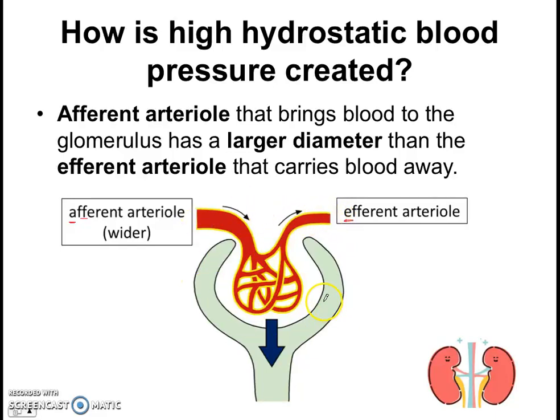Interestingly, if you look at this diagram, what do you observe? You'll see a difference in the diameter of the arterioles. Now, the afferent arteriole that brings blood to the glomerulus has a larger diameter than the efferent arteriole that carries blood away. And it is this structure that causes a very high pressure in the glomerulus.